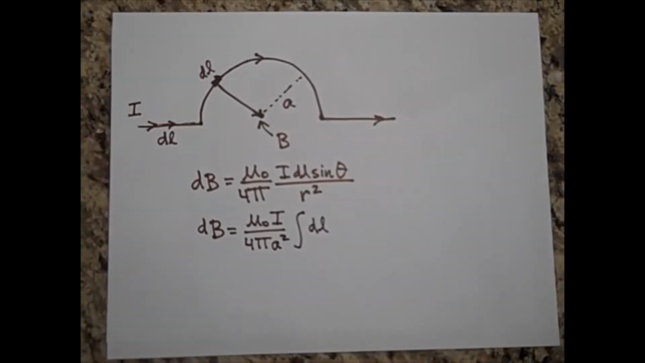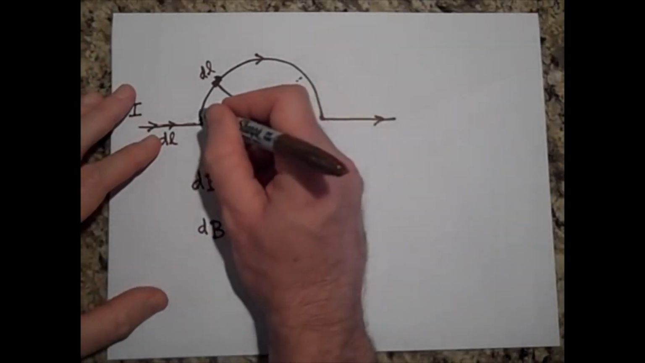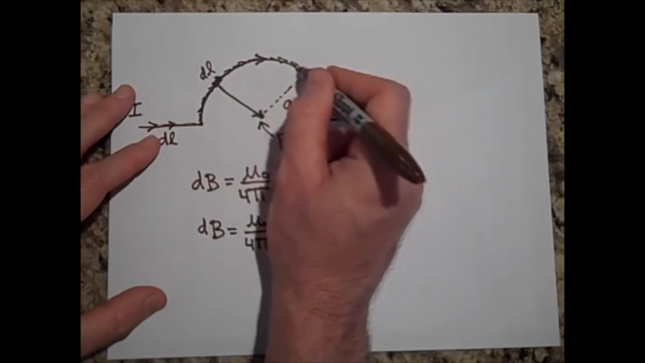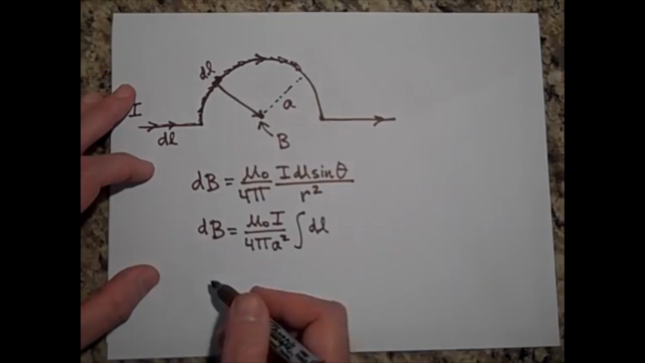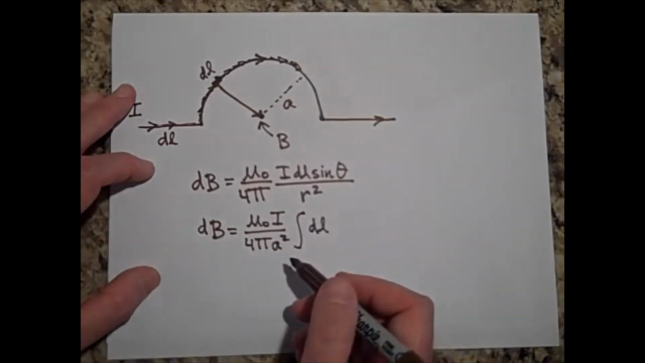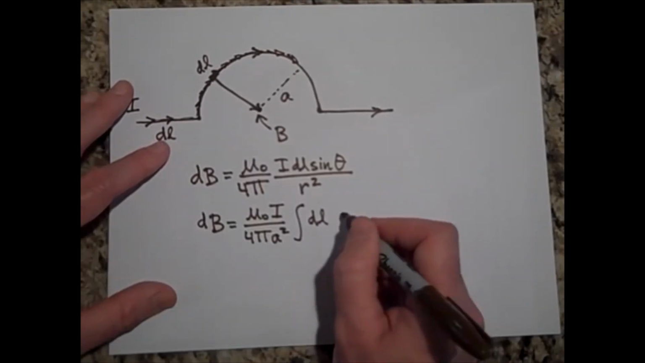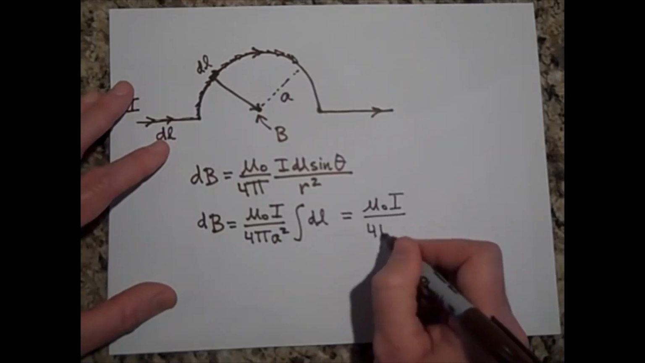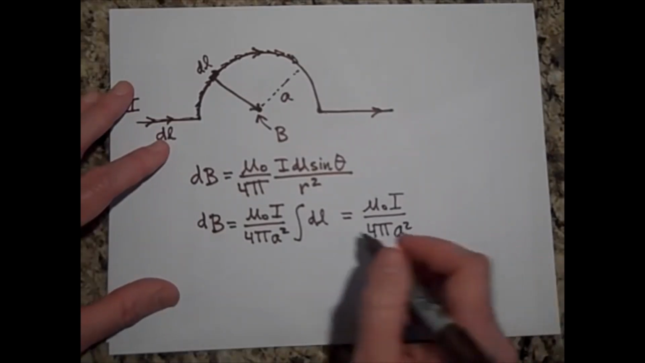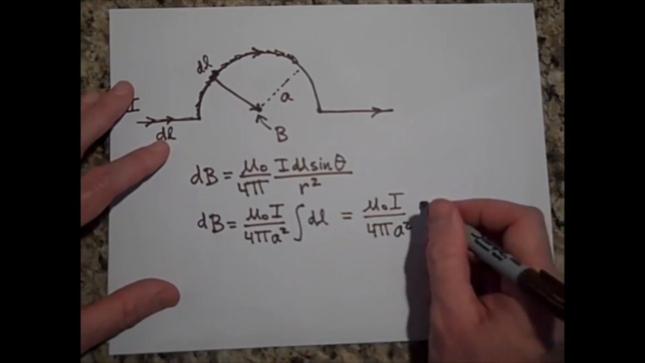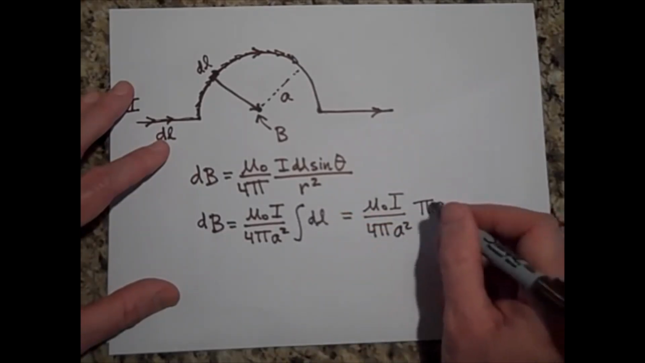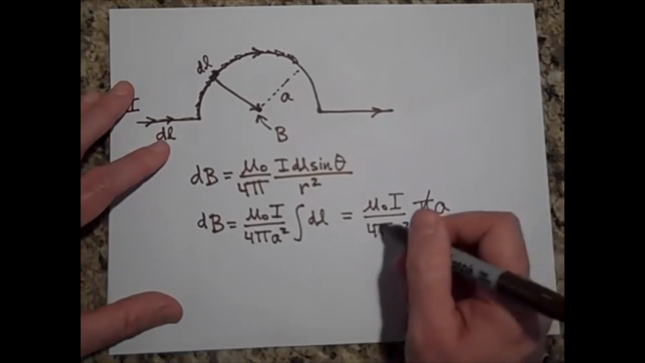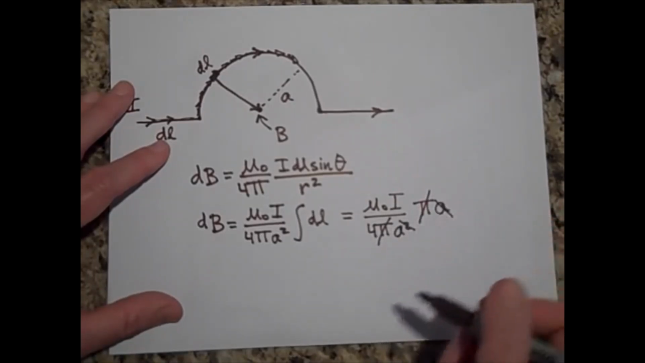But when I add up all the dLs, if that's the only thing in my integral, what are all these dLs when I add them all up? These little distances, dLs. When I get done summing all those dLs, I'm thinking that what you get is half of the circumference of a circle. So when you sum all those up, what you get is mu naught I all over 4 pi a squared. And then this integral is going to give me pi times a. Not 2 pi a, because this is just a half a circle, so it's just pi times a. So we can cancel out a pi and an a.